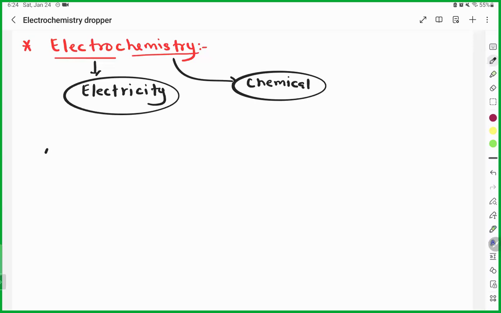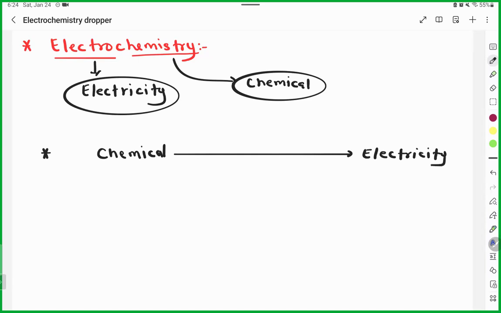There are two situations. If you have chemical and using this chemical you are producing electricity, what kind of cell produces electricity using chemicals? Electrochemical cell. So this cell produces electricity by using chemical.